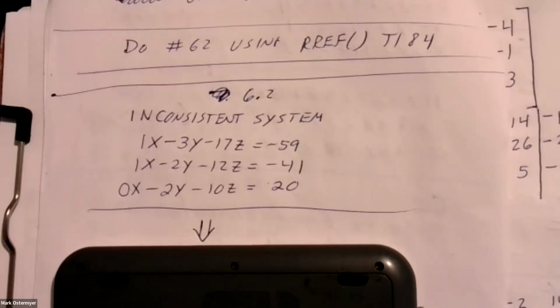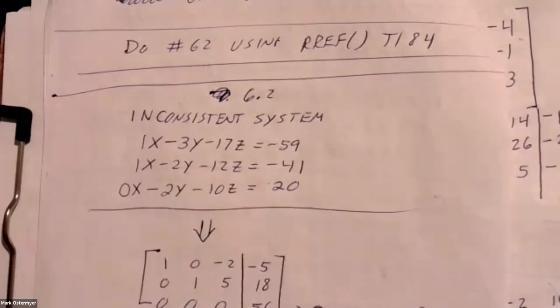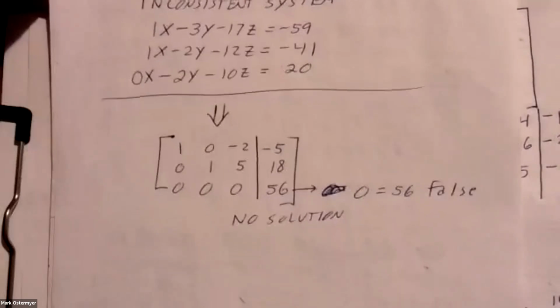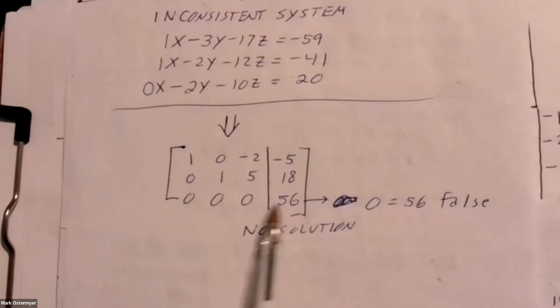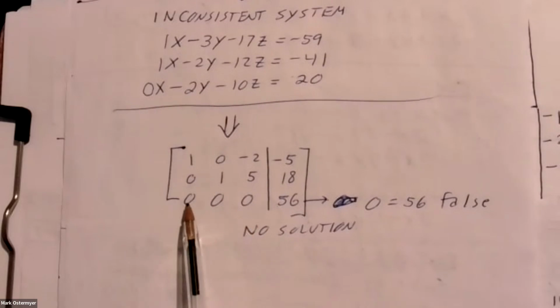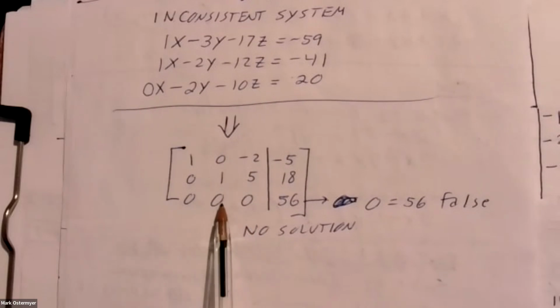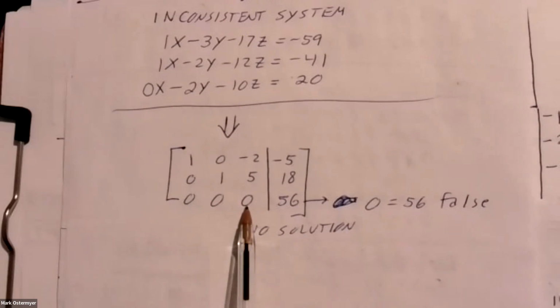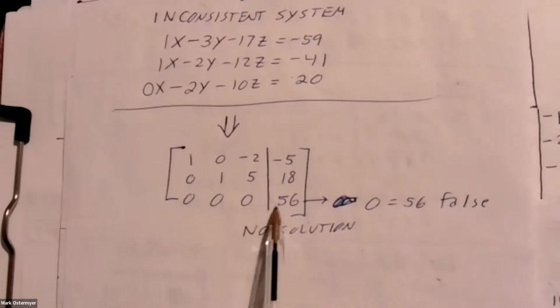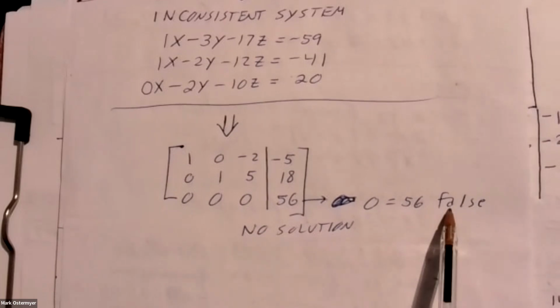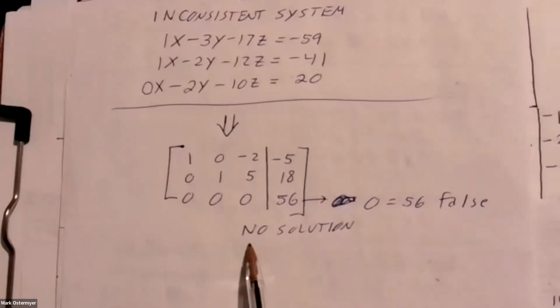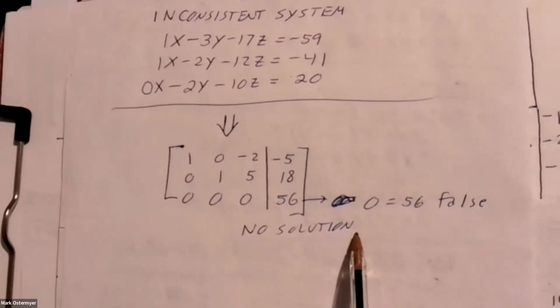All right, so when you solve that system using the RREF function on the TI-83 or TI-84 calculator, your resultant matrix is going to look like this. Everybody see that? Now, from the bottom row, we would get what equation? We would get 0x plus 0y plus 0z equals 56. In other words, 0 equals 56. 0 equals 56 is a false statement. Because of that, ladies and gentlemen, we would say that this system has no solution.